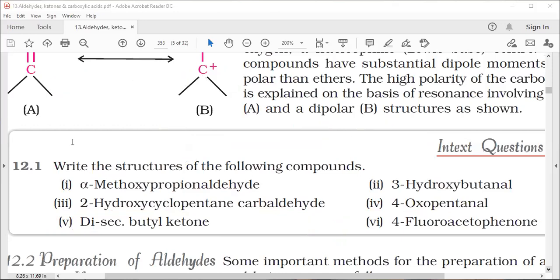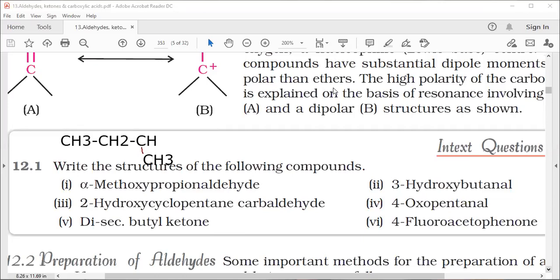Secbutyl. CH3 bond CH2 bond CH and then CH3. This is sec-butyl. Okay, this sec-butyl you have to draw 2 times.